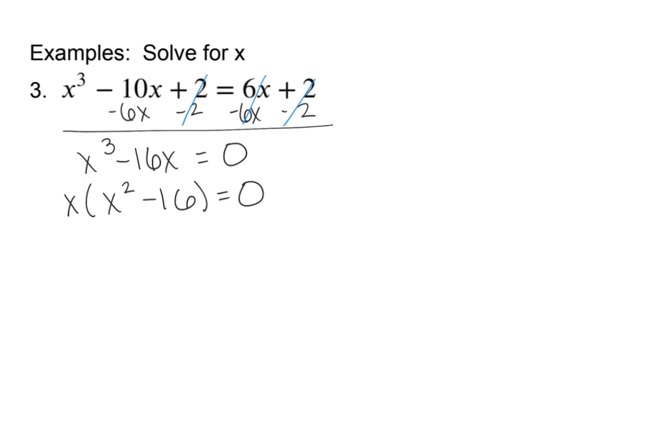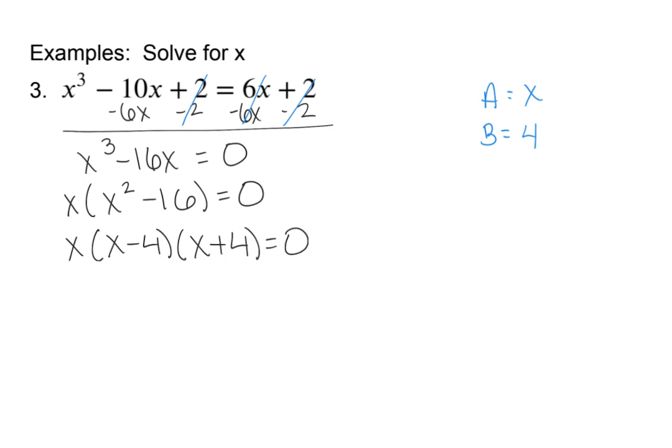Now, if you need to, you can come over here to the side and decide what A and B are to get this factored. What when you square it is x squared? Well, that's x. And what when you square it is 16? That's going to be 4. So the factored version, don't lose your GCF, is going to be a minus b, so x minus 4, and a plus b, x plus 4.